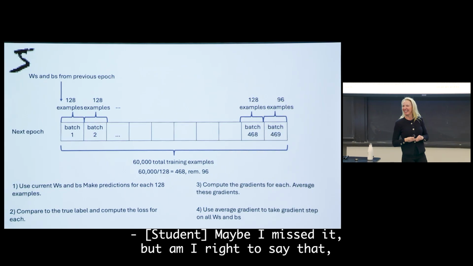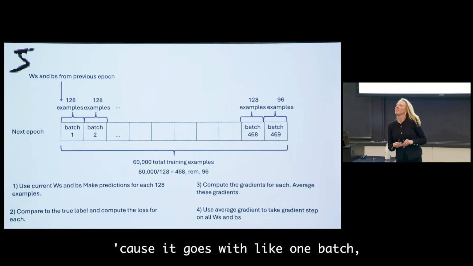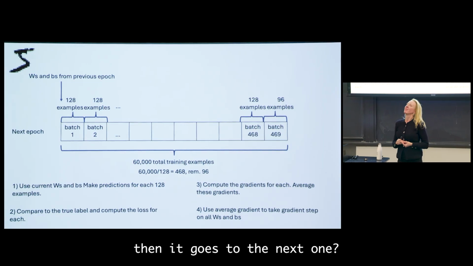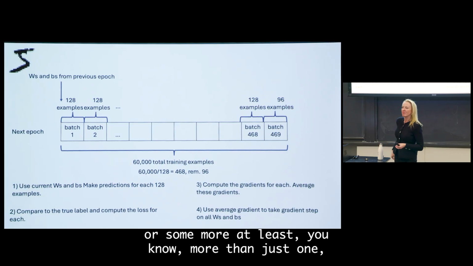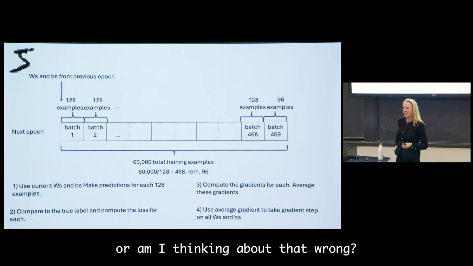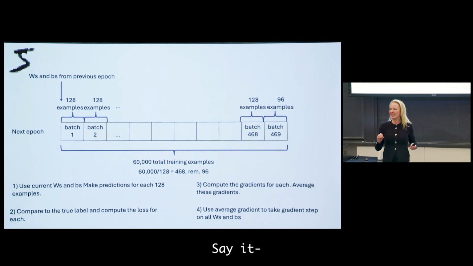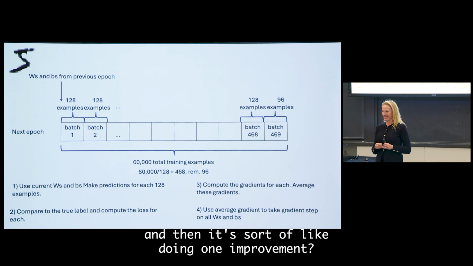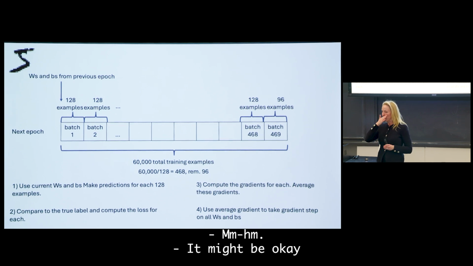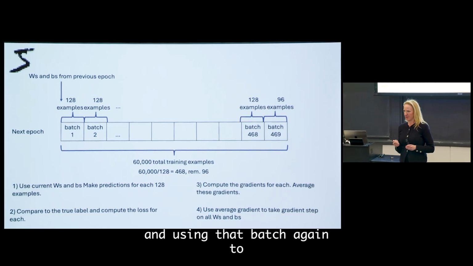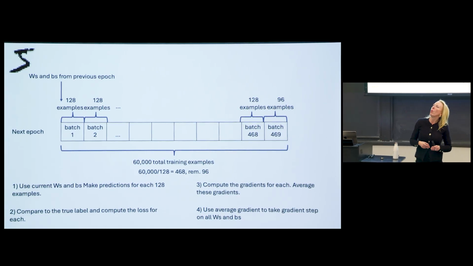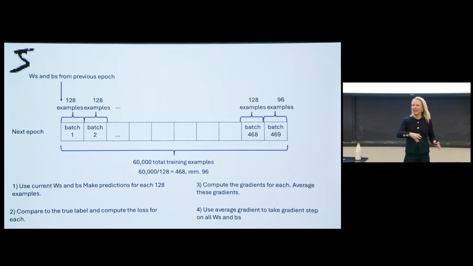Yeah? Maybe I missed this, but am I right to say that because it goes from one batch, does an iteration step, then goes to the next one, you might say, why not have 5 steps, or some more, more than just one? Am I thinking about that wrong? Oh, I see, so why not take the first 128, make steps that improve it, and then take that 128 again? Is that the idea?